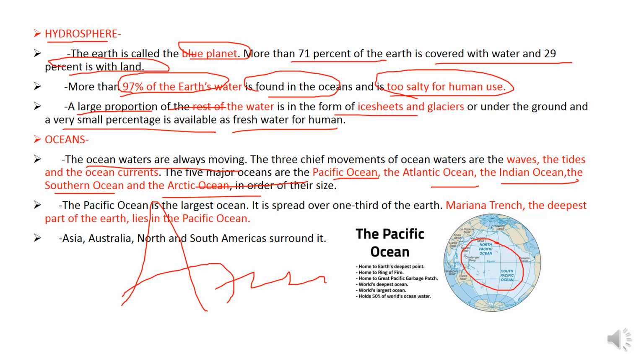This is vaguely like a circle. It is spread over 1/3 of the Earth. Mariana Trench, the deepest part of the Earth, lies in the Pacific Ocean. Asia, Australia, North and South America surround it. Pacific Ocean, this is the home to Earth's deepest point, home to Ring of Fire, home to Great Pacific Garbage Patch, world's deepest ocean, and this is the world's largest ocean, holds 50% of the world's ocean water.